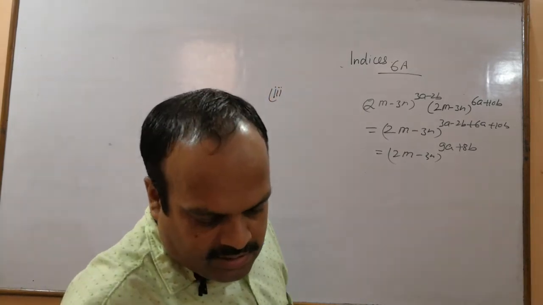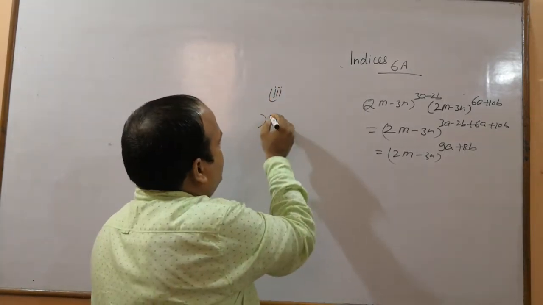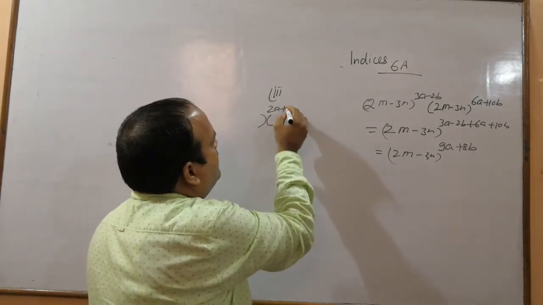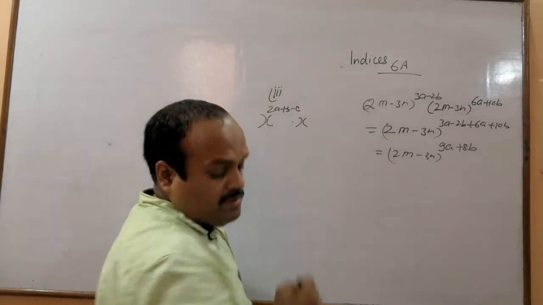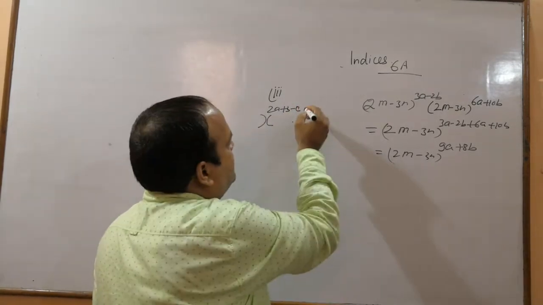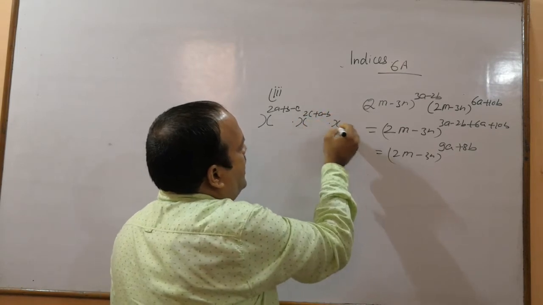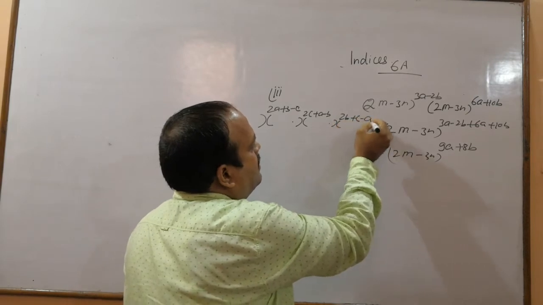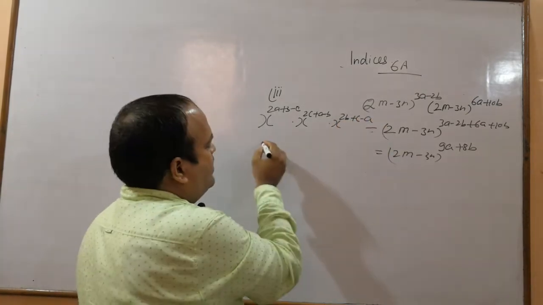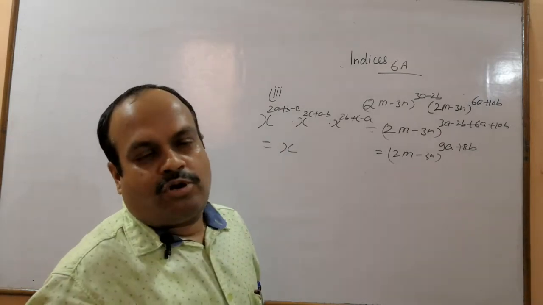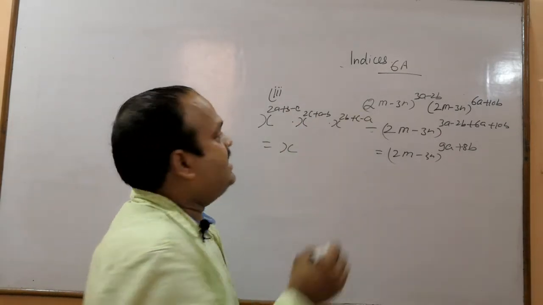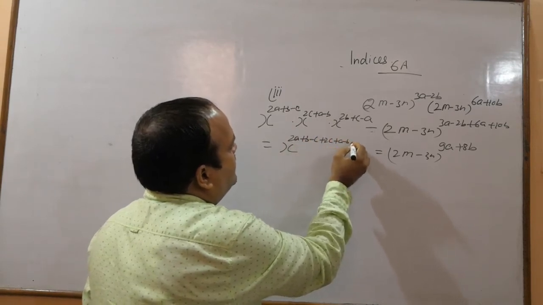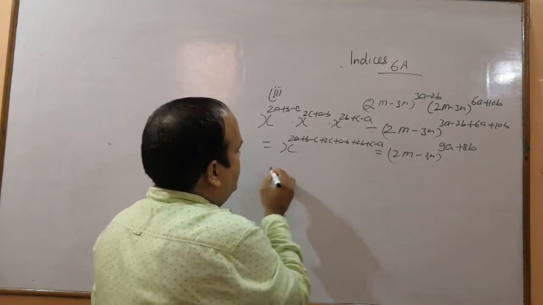We have the product of 3 bases: x to the power 2a plus b minus c, x to the power 2c plus a minus b, x to the power 2b plus c minus a. So to get the result, we will be using the product law, which says that powers must be added. So 2a plus b minus c plus 2c plus a minus b plus 2b plus c minus a.